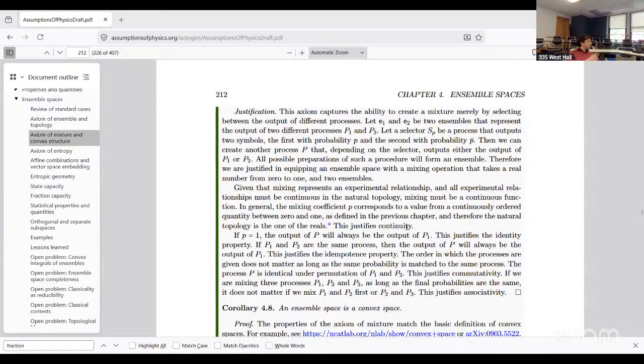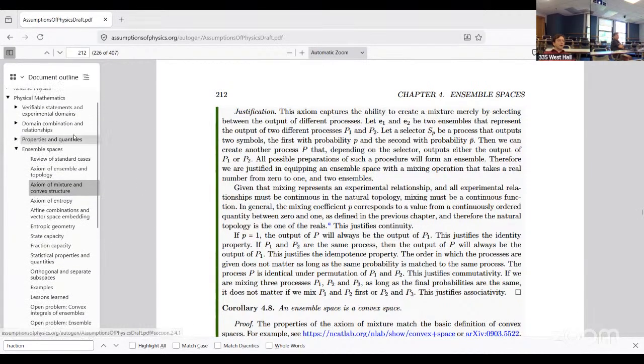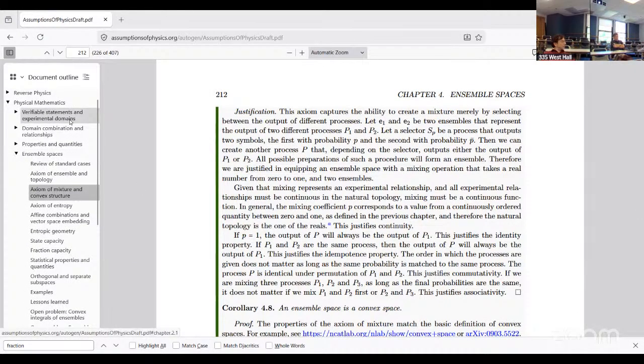So I'm not only telling you that the parameter is real because it's the only one it can be, but I'm also telling you that that's the only topology that I can put there. So I know what these things are. The crucial argument is that experimental relationships must be continuous in the natural topology. This is the whole chapter before this one, verifiable states in an experimental domain.